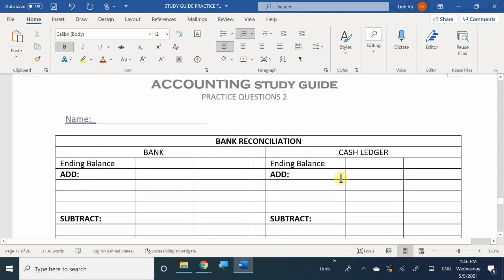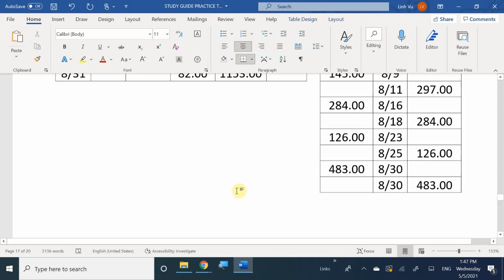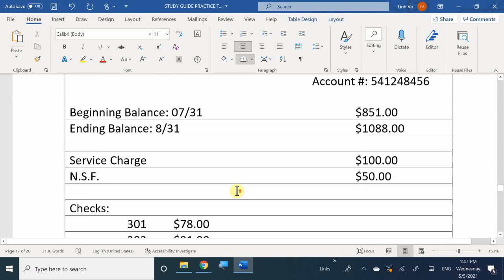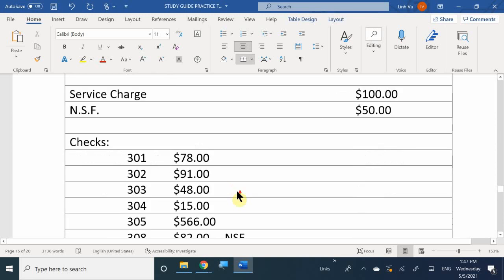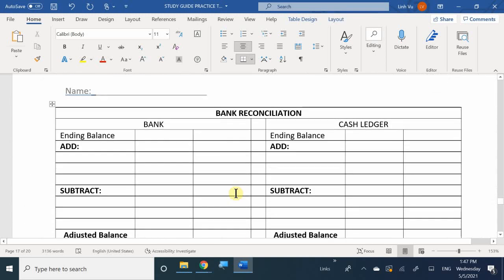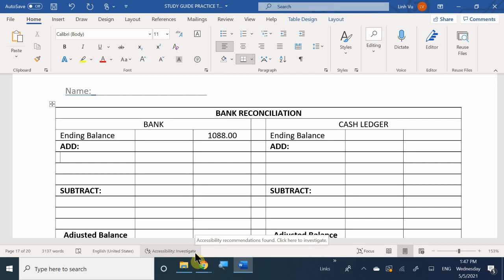So which side do you want to start on first? The bank side or the cash side? Let's do bank. Okay. All right. So first things first. What's my ending balance in my bank account? $1,088. Okay, so we have $1,088. So the next thing we've got to solve for is what am I going to be adding to my bank? Deposits, okay? So let's take a look at our deposits.